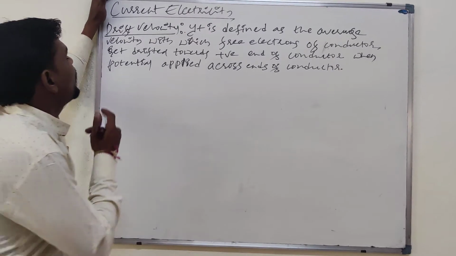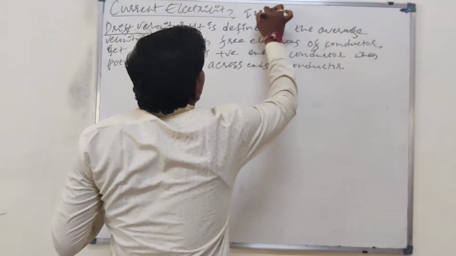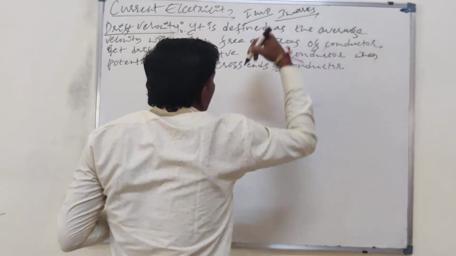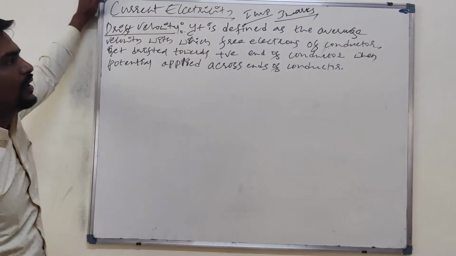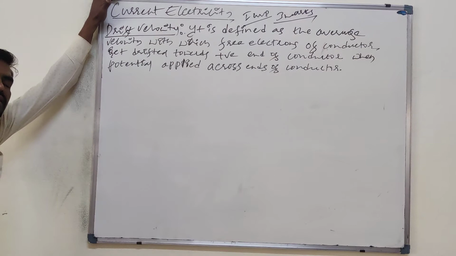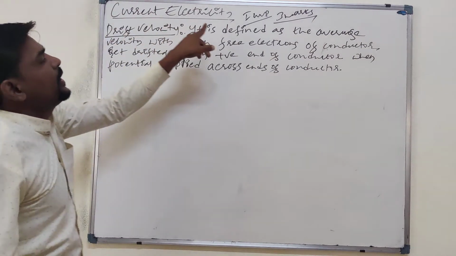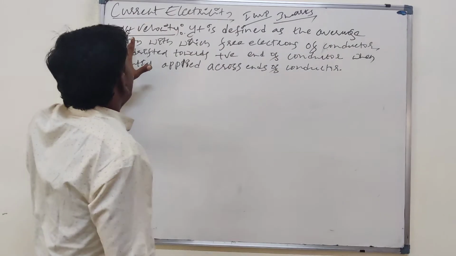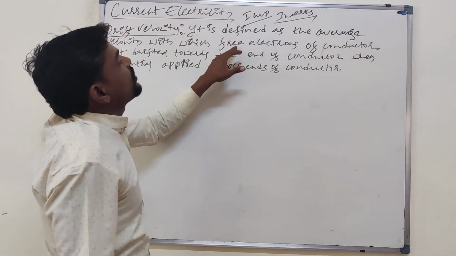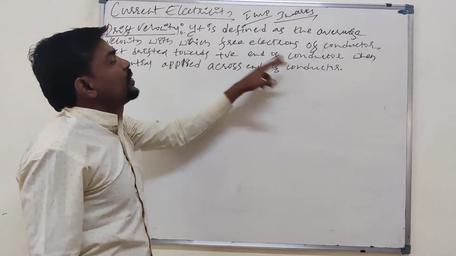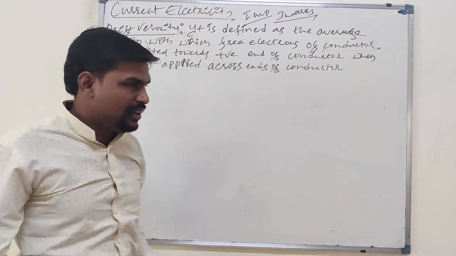So here see, drift velocity is very important for 3 marks. They ask 3 marks questions very often in the main exam, right. Now see, drift velocity: it is defined as the average velocity with which free electrons of a conductor get drifted towards the positive end of the conductor, right. Now see.